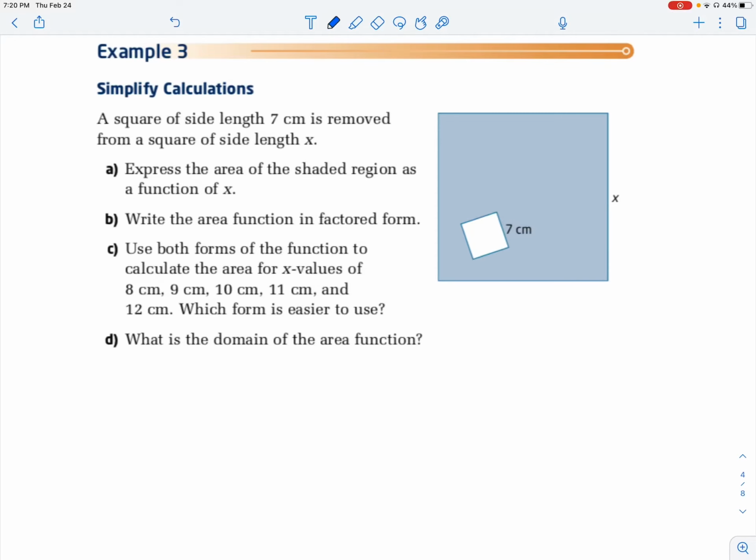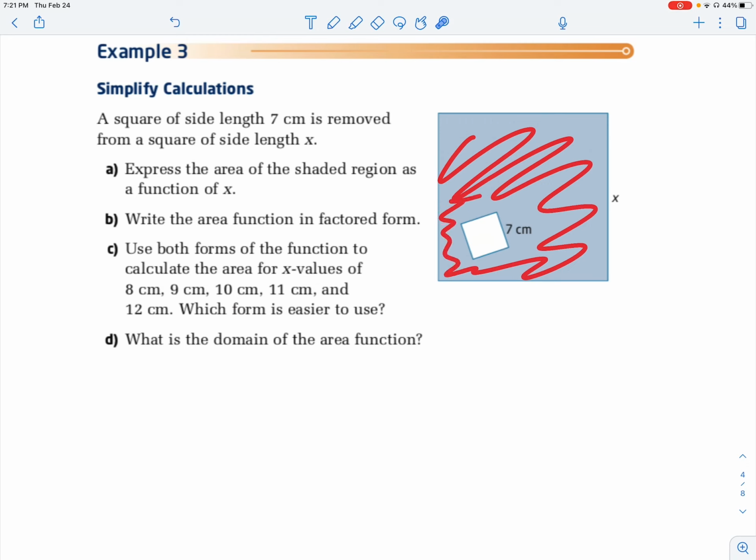I will come back to our last example, example 3 in 2.1, functions and equivalent algebraic expressions. It says we're given a square of side length 7 that is removed from a square of side length x. So here's our square of side length x, and we've removed from it another little square with side length 7. Express the area of the shaded region as a function of x. So we want to get an expression for this shaded region in here.